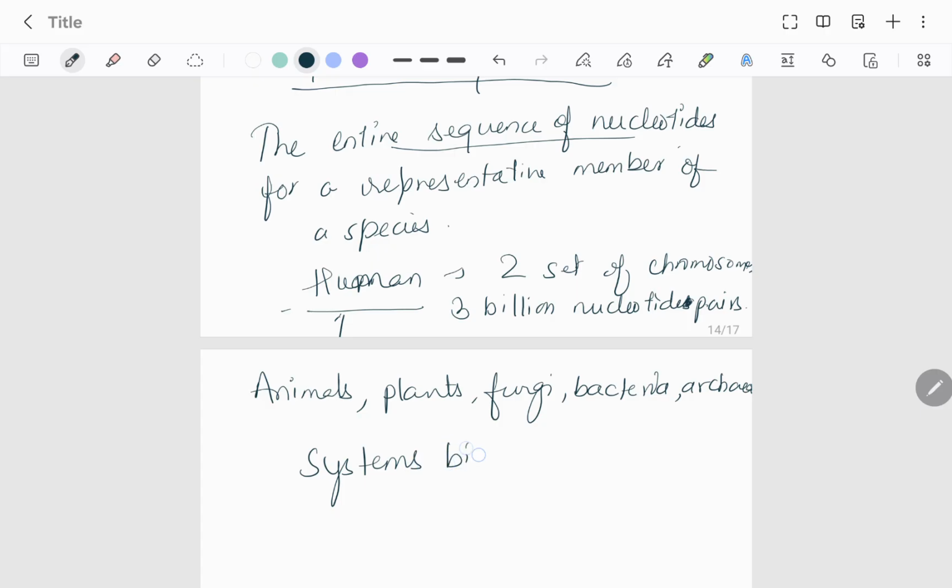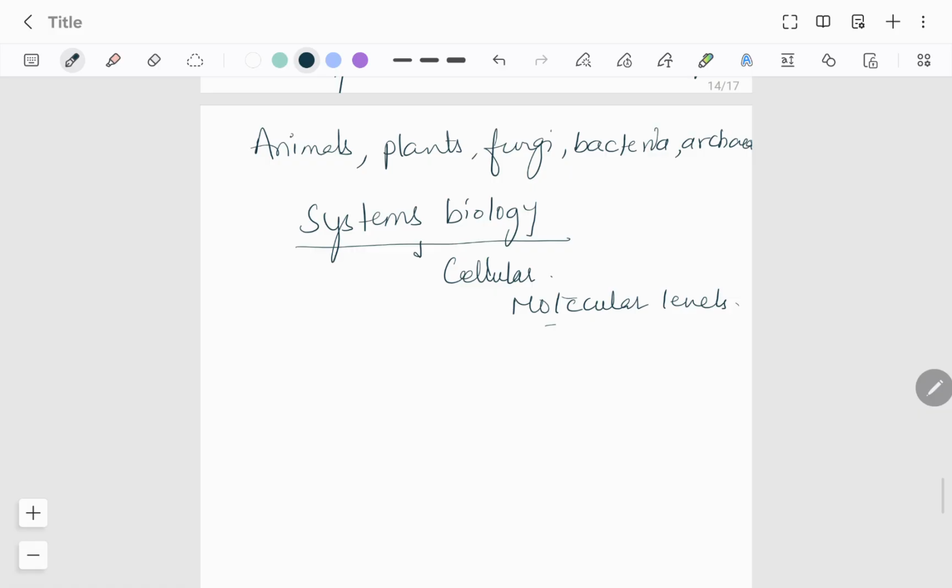Systems biology. I have already told you earlier that we take a particular biological system, for example a cell, an organism, or you go to population level or biosphere level. Any system can be considered, anything can be considered as a system in biology. Now here we have to go to the cellular level, and in fact, inside the cell we have to go to the molecular level. For example, we are talking about which molecule here? DNA.